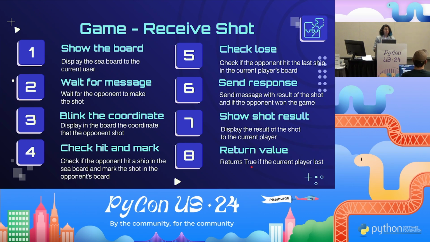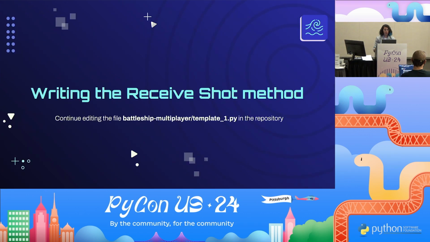So when you send a shot, it's true if you won. When you receive a shot, it's true if you lost. So in either case, it returns true to end the game. So now we can continue working on the template, but now we are going to be doing the receive shot.